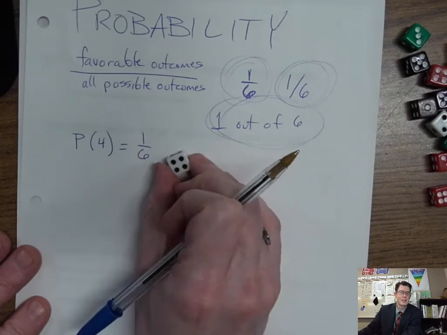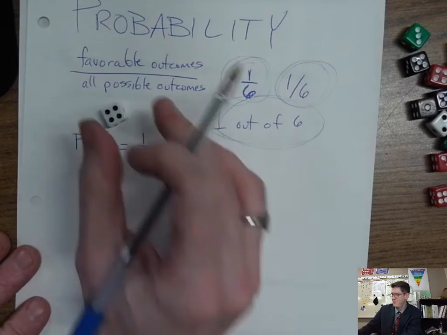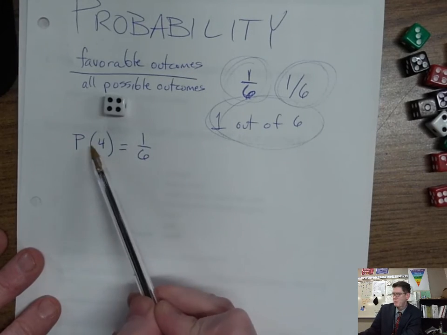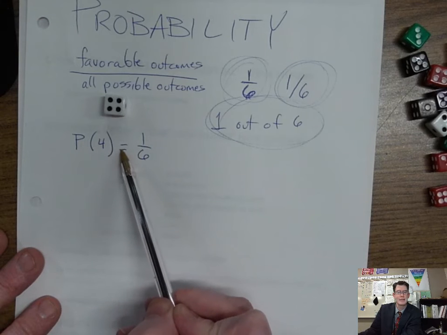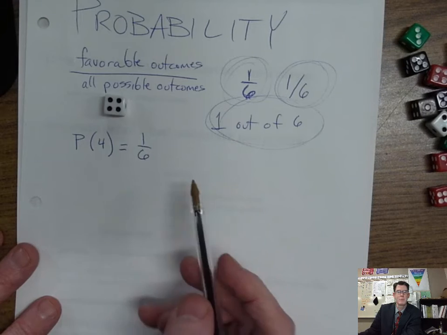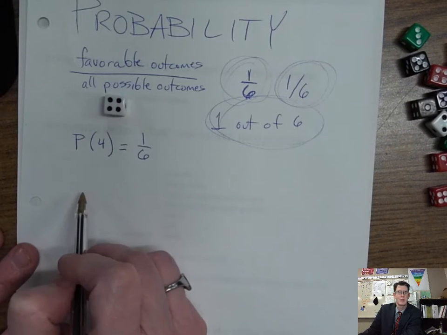So that kind of looks like some unique or different or maybe confusing math terminology, but that's how we write it. Probability of whatever the event is equals the favorable over the possible. This is whatever event we're talking about.